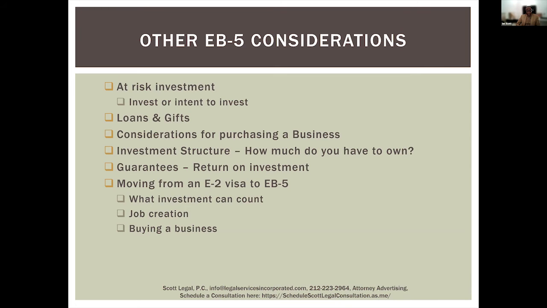That can't be the agreement. It can be an agreement that says, based on profits, you get a percentage or something, but it can't be a fixed agreement, more like a loan, where it says that you're going to get 5% every year. That's not something that would work for EB-5.